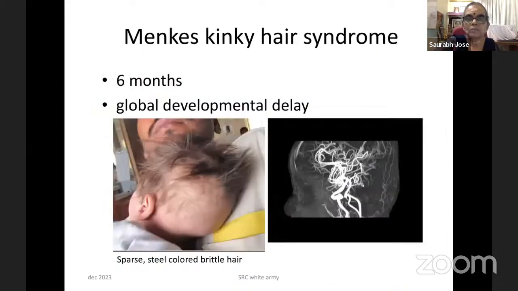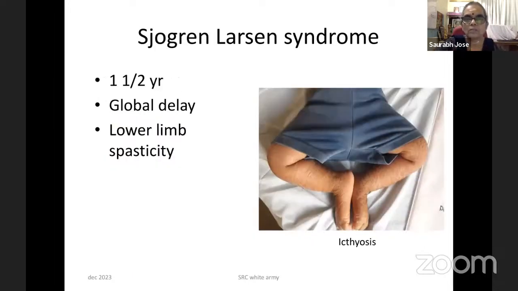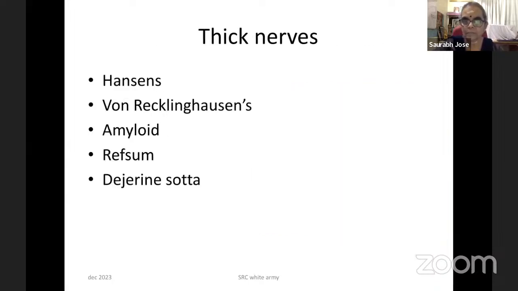This is Menkes kinky hair syndrome. They have copper metabolism abnormality, increased vascularity in the brain, and fragile hypopigmented skin. This is Sjögren-Larsson syndrome, ichthyosis, severe ichthyosis. And next we will see the nerves. What all conditions have neuropathy with thick skin.